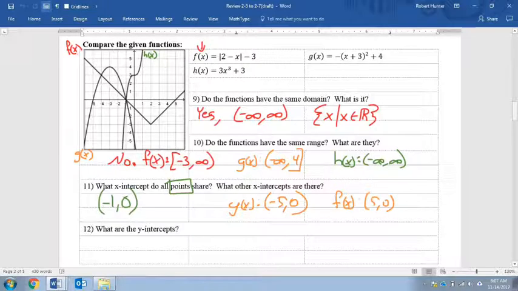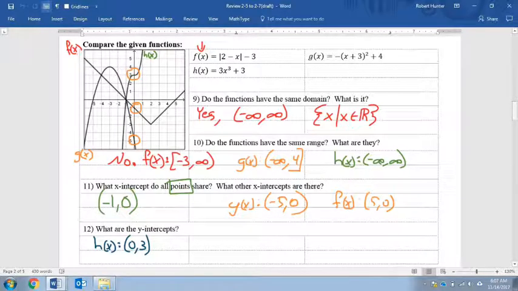Then last but not least, what are the y-intercepts? Well, the nice thing about this one is you can see all three of them, so you don't have to pull out your calculator. You got one there, you got one there, and you got one there. So just start listing them. H of x has one at positive 3, so that's 0, positive 3. Remember, these are points. There should be no one-number answers.